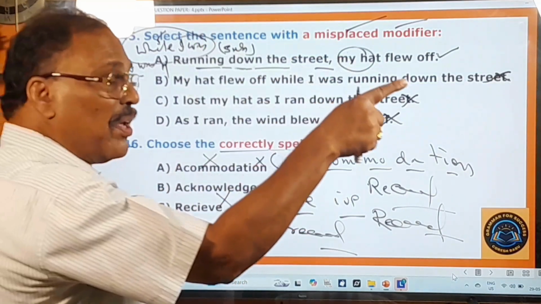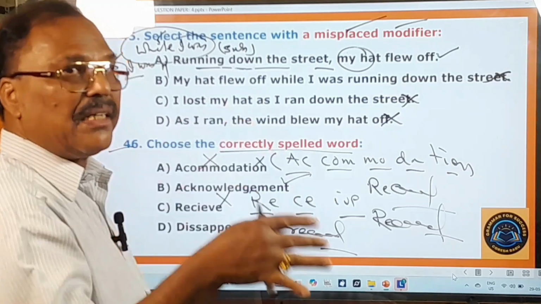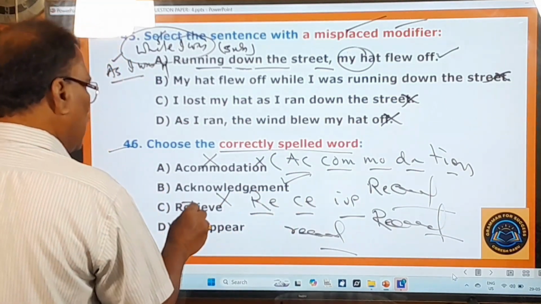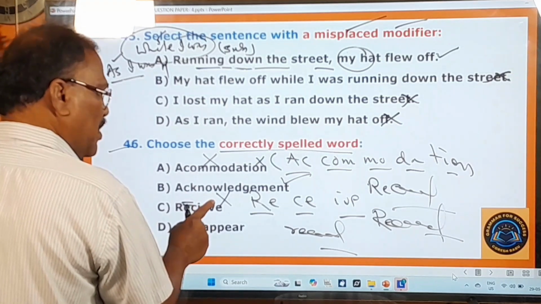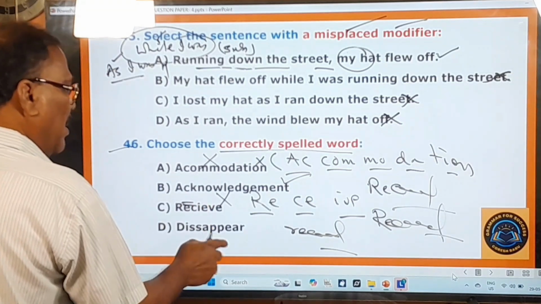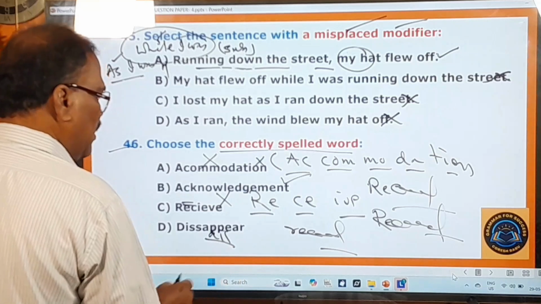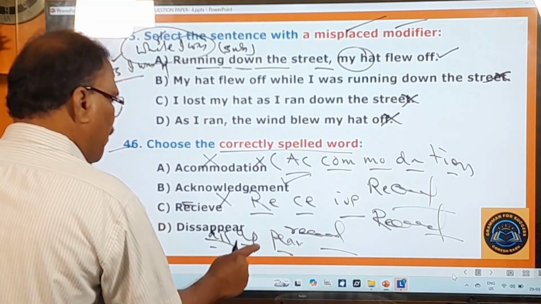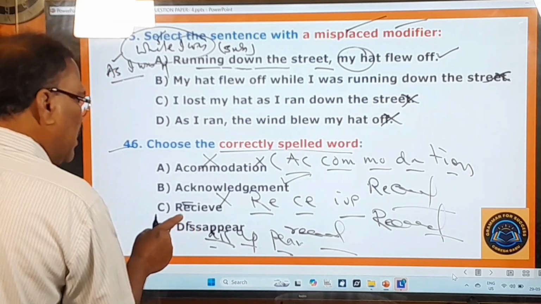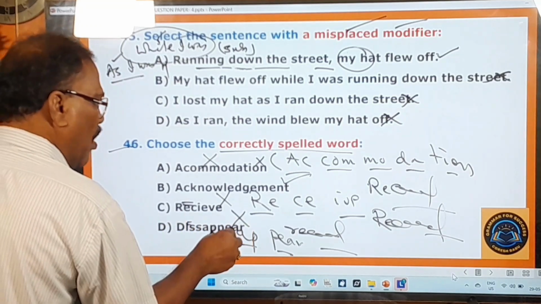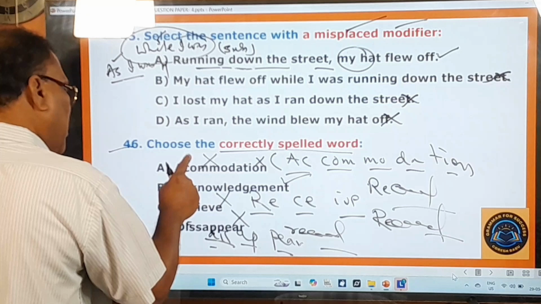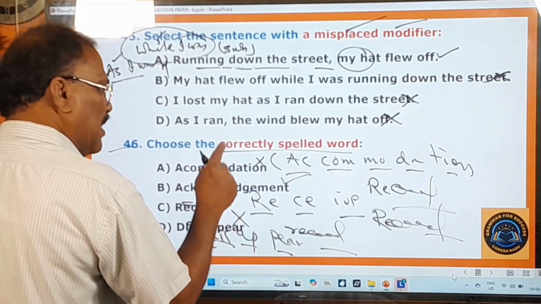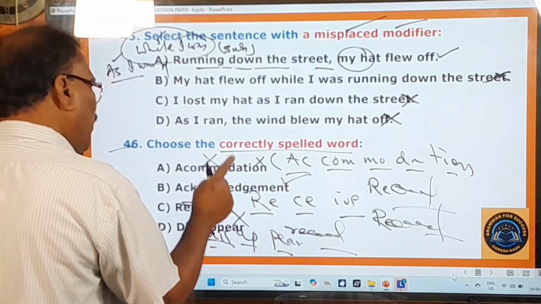Not only that fellow, even others also don't know the correct spelling of this receive, RECEIVE. But what is here? CI is there. Therefore this is wrong. And here disappear is there. Disappear means dis, dis, up, peer, disappear. Okay, but here unnecessarily another s is used in this word, and therefore this is wrong. So in this way, the a word, c word, d word are wrongly spelt. Only the b word is correctly spelt, and therefore that is only your answer, right?